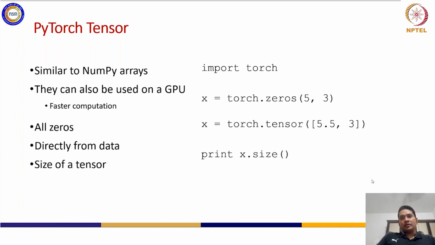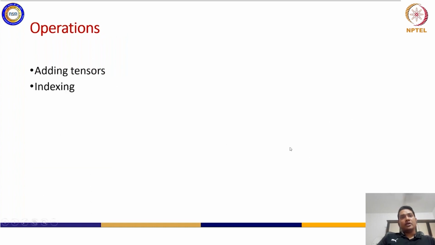Now, knowing the sizes of tensors is very important, because while designing your algorithm and working with large tensors, at times you need to get the sizes of the different tensors that you are defining. In that case, the dot size function will give you the sizes of these tensors. So x dot size will give you the size of the tensor.